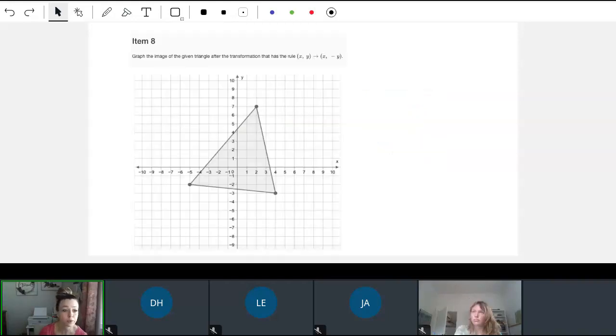It's just questions like we did on that first question that we spent like 20 minutes on. This one's a little different presentation of it because they're giving you the coordinate rule. So I'll show you guys how to do transformations this way. The directions say graph the image of the given triangle after the transformation that has the rule (x, y) goes to (x, negative y). Okay, so here's how this works. This is also a bit tricky. (x, y) represents your original point.